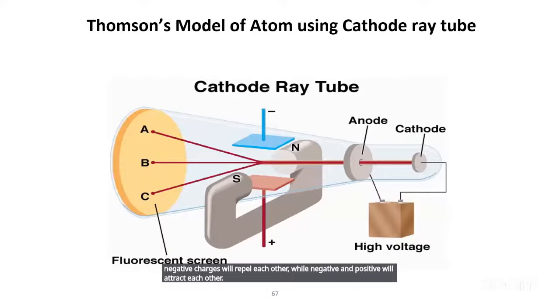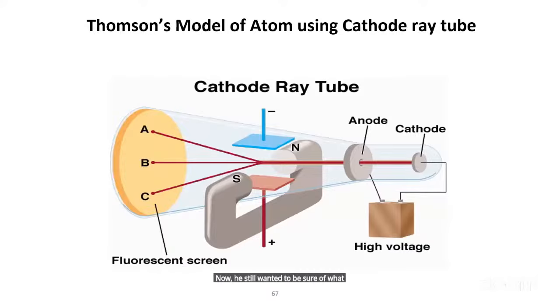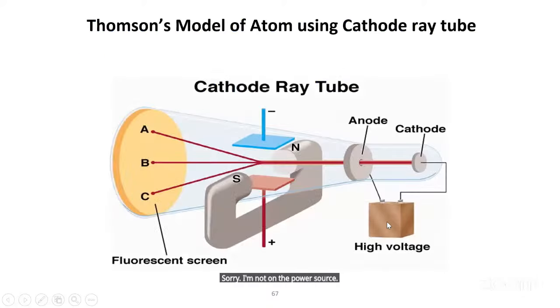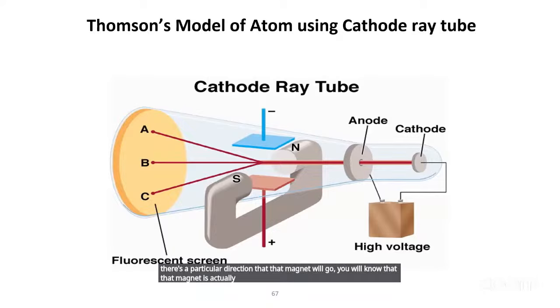Now, he still wanted to be sure of his guess before he would make his conclusion. He now used a magnet. This magnet you're seeing, this one that has south and north, is a magnet. He placed the magnet in between the cathode ray tube, and then turned on the power source. Usually, when you place a magnet, there is a particular direction the ray will go. You will know that whatever is going is actually a negative charge. There is what to expect.